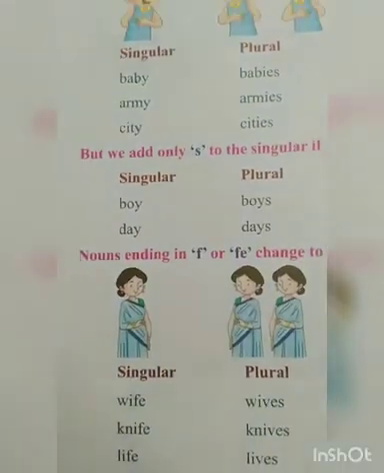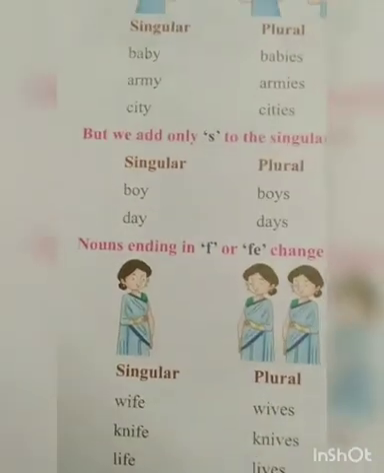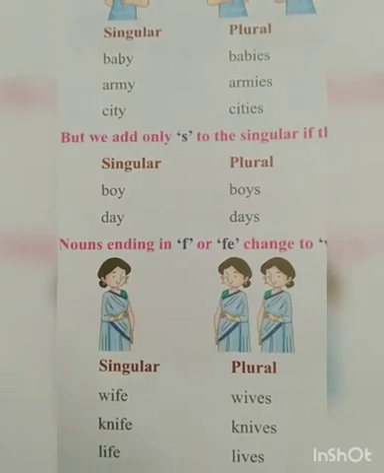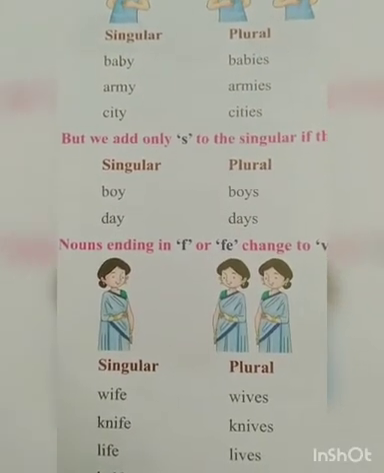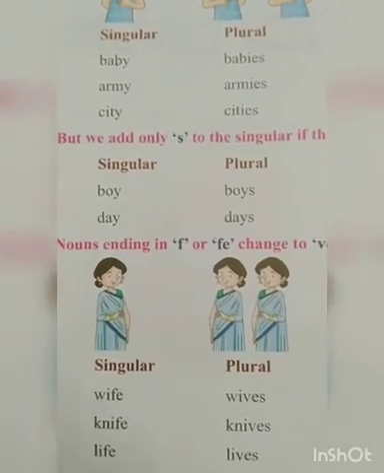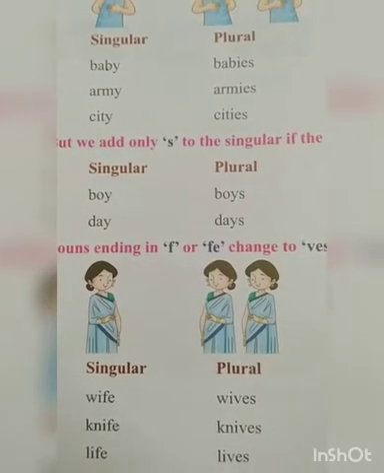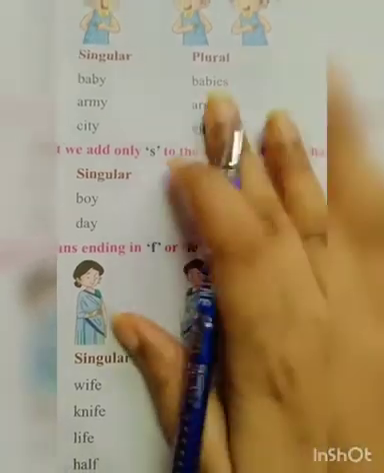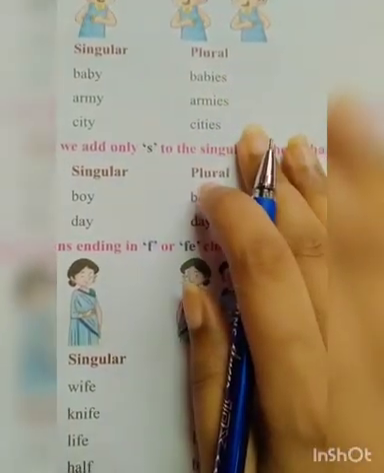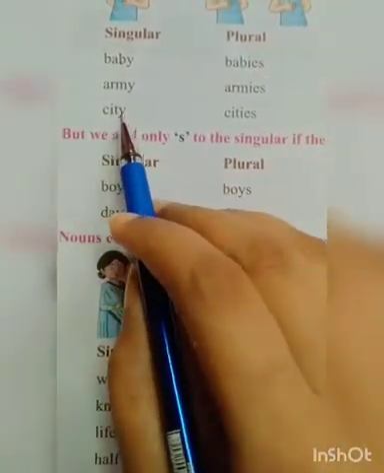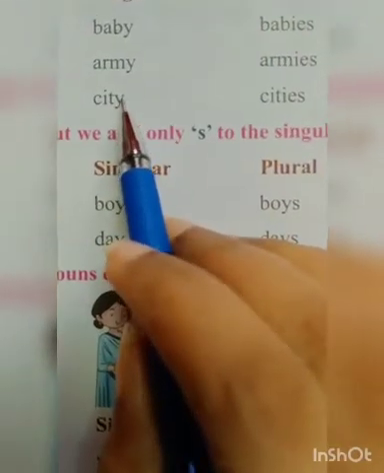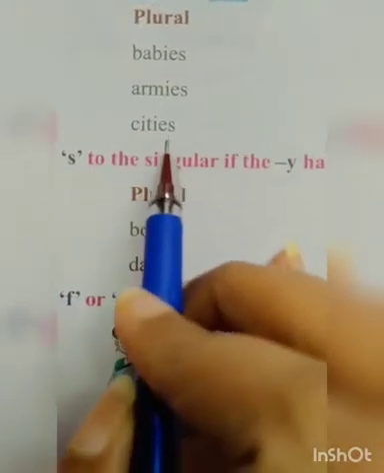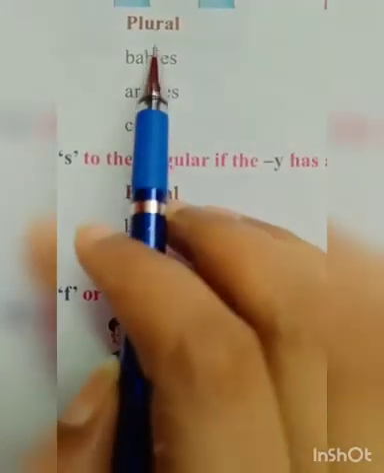Now children, before that, one homework I am giving you: you will try to memorize by yourself. You will say all the consonant letters yourself, and all the vowel letters yourself. Only then can you understand this. Now see city. Before y, t is there. T is also a consonant. So we have put cities in the plural form.